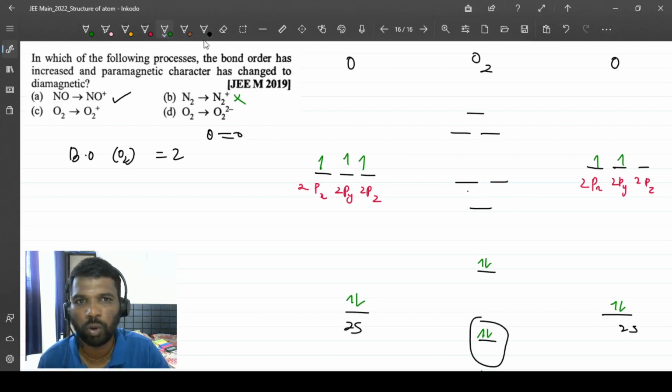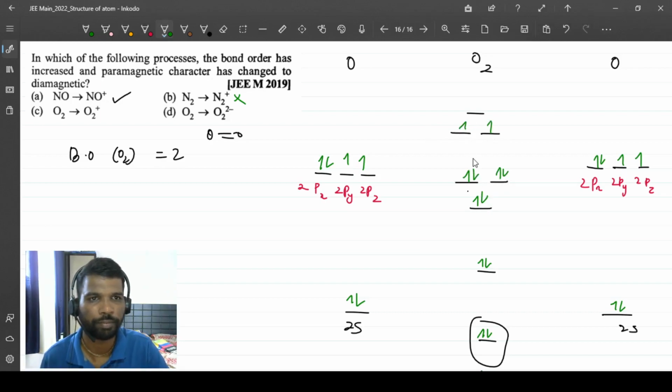right? So oxygen is having 4 electrons. So total 8: 1, 2, 3, 4, 5, 6, 7, and 8, right? So this is paramagnetic.